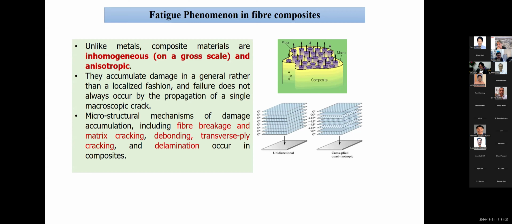There are multiple sites, multiple damage mechanisms which start taking what we call load, and there is not a single macroscopic crack which will be responsible for the failure of that particular material system. There is a combination of failure of many systems which causes failure in the case of composite materials, and that is what makes it more complex to study. So that's what we write here, that microstructural mechanisms of damage, which may be different ones like fiber breakage, matrix cracking, debonding, transverse ply cracking, delamination, they all are responsible for the failure of a composite material in fatigue.